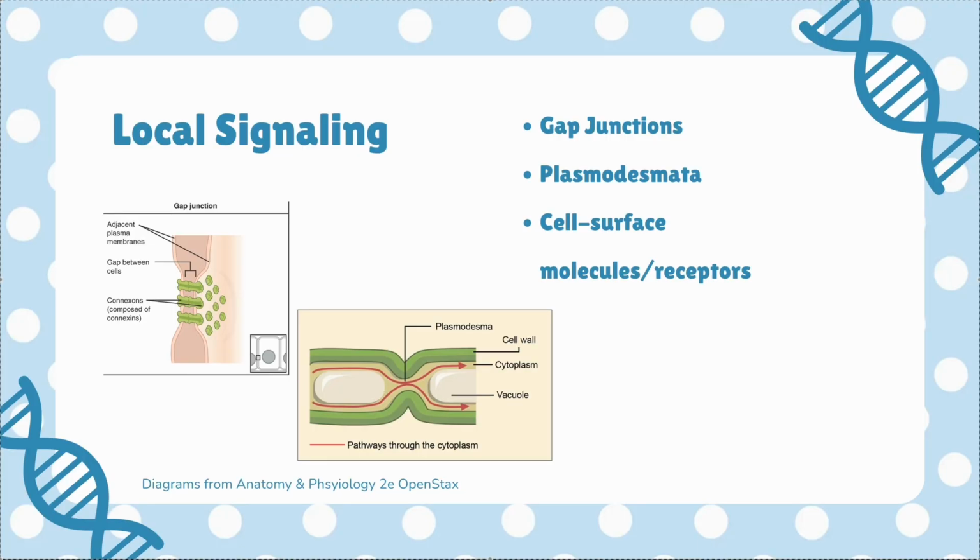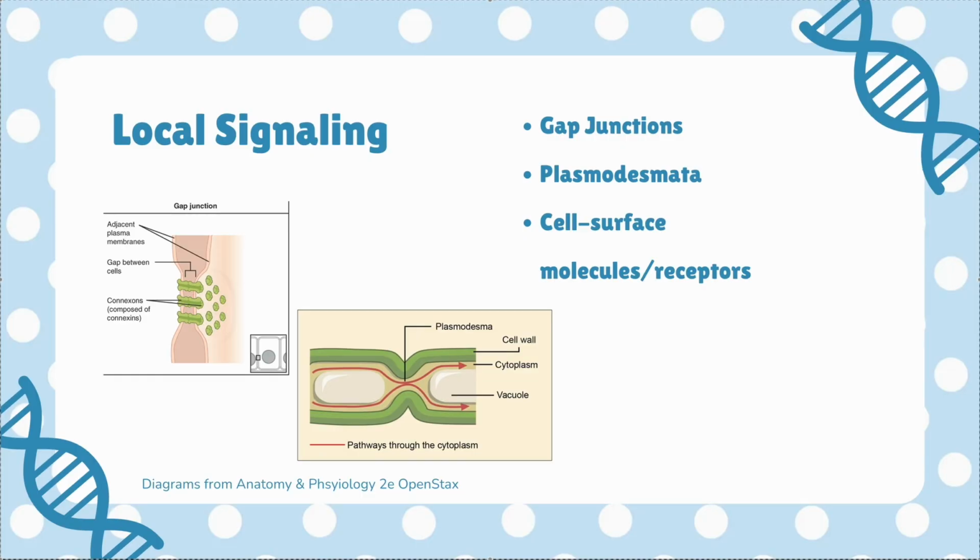But for now, just remember that signaling molecules can travel between plants through plasmodesmata, through the symplastic route, or through the apoplastic route, which is through the cell walls. And then there's cell surface molecules and receptors.